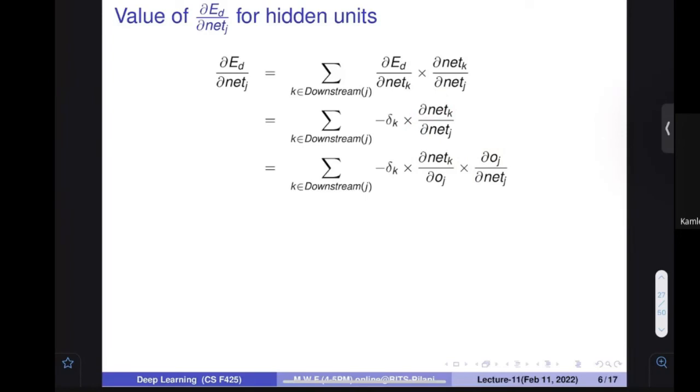This particular quantity is a very important quantity. Net k. What is net k? Net k is equal to wk1 xk1 plus wk2 xk2 dot dot wkj xkj plus dot dot, whatever the number of connections there are.